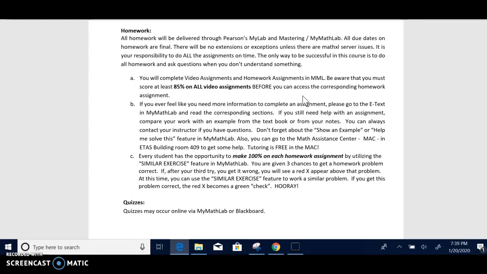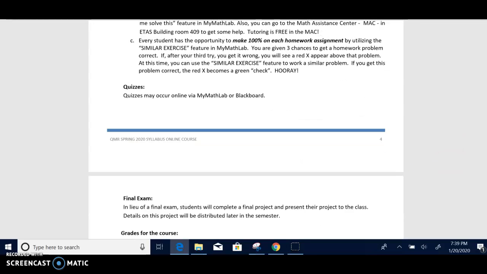Keep that in mind. But what's really cool in my math lab is it's set up where you can make 100% on every one of these assignments. There's an option where you can use the similar exercise feature in my math lab to work a new problem if you get one wrong. And you can work it as many times as you would like. So you can get 100% on every assignment.